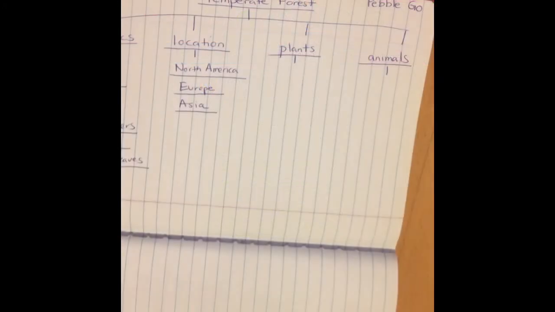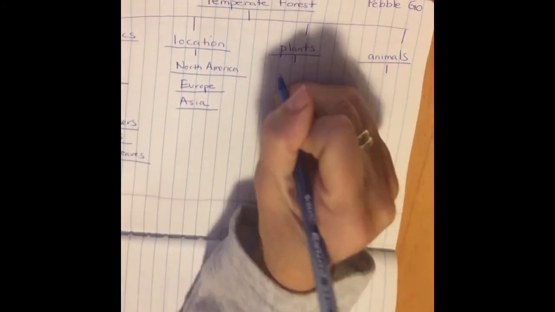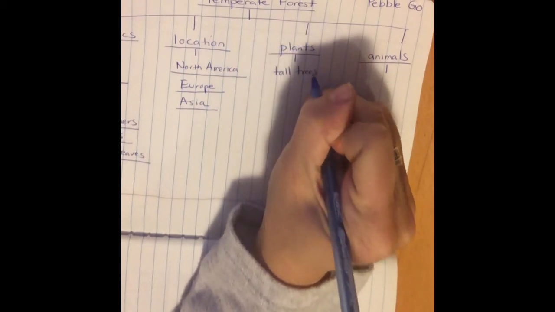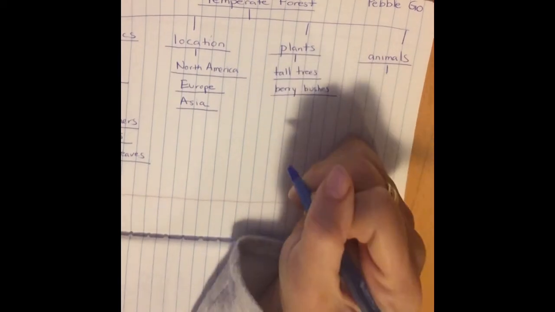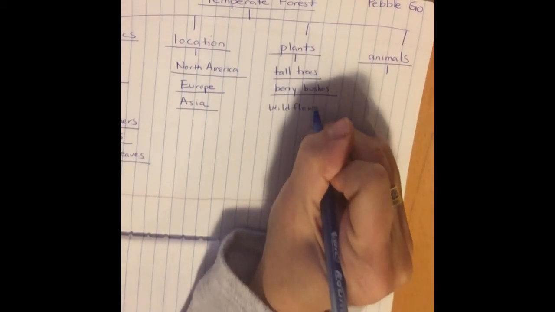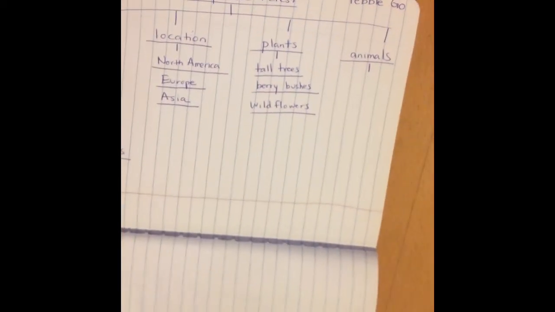Even though I learned about the different layers of the temperate forest, I'm just going to stick to the different plants that I learned about. I know that there are tall trees in the temperate forest, berry bushes, and wildflowers. I'm just going to write them down like a list.